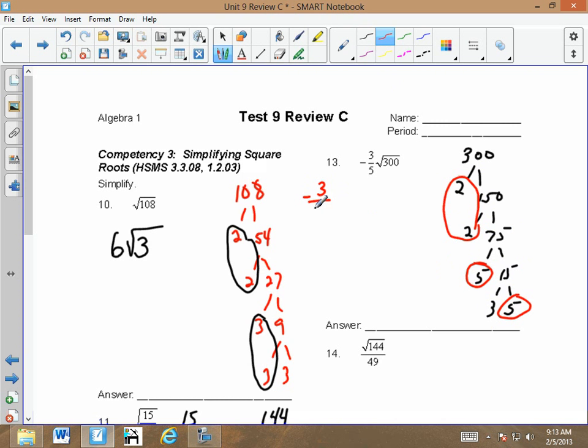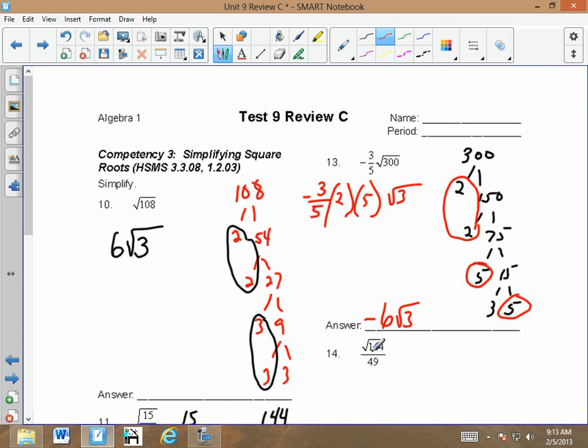So I have negative 3 over 5 times 2 times 5 times the square root of 3. So this is going to be, I'm just going to use my calculator, well that's 10, so you cancel that out, and I think it's going to be negative 6. That's what I'm going to say. Negative 6 square root of 3.